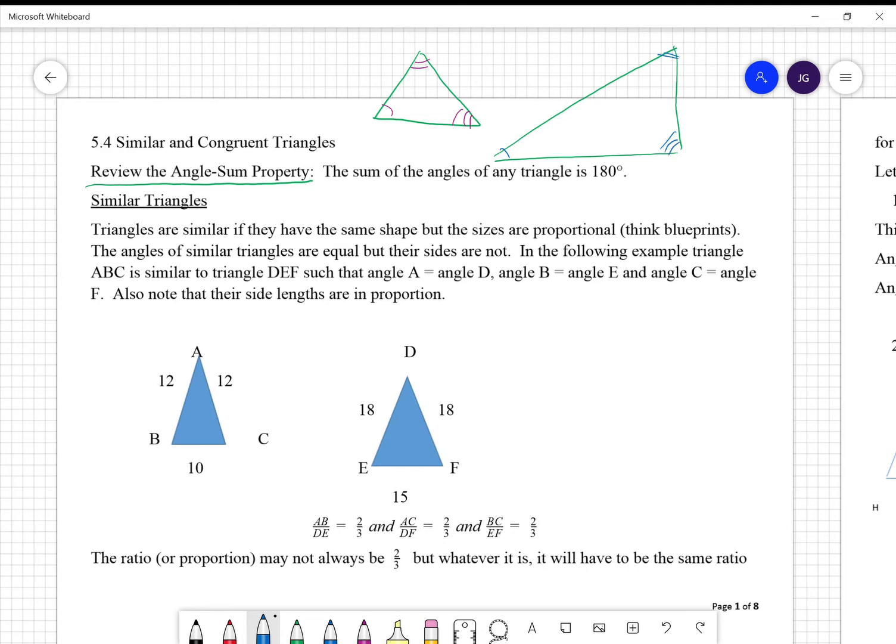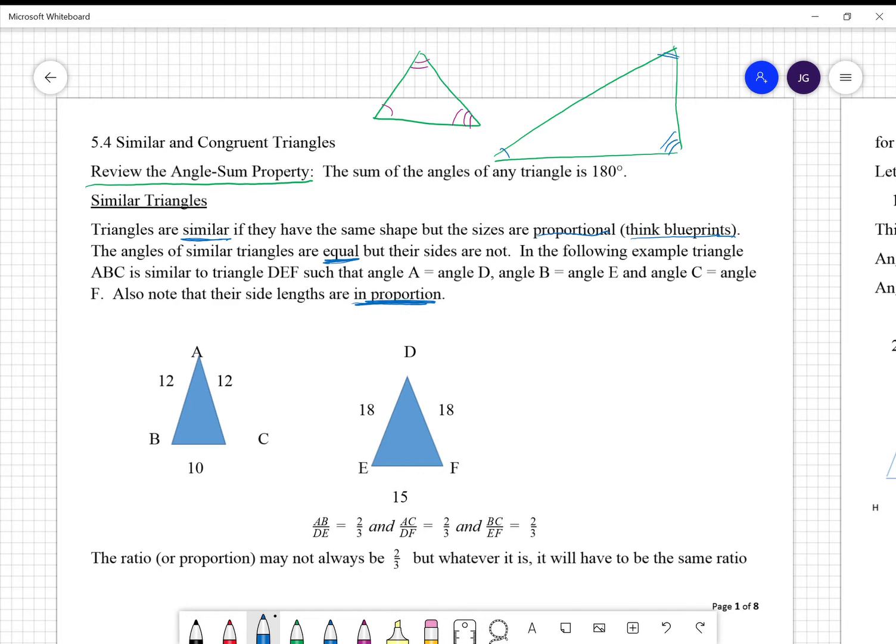Okay, similar triangles. Triangles are similar if they have the same shape, but the sizes are proportional. So think blueprints, or zooming in or zooming out. One triangle is bigger than the other, but they're in proportion, which we studied in an earlier lesson. The angles of similar triangles are equal, but their sides are not. Their sides are in proportion.